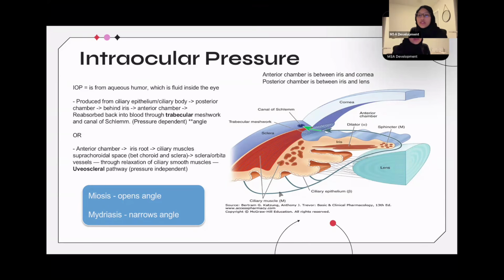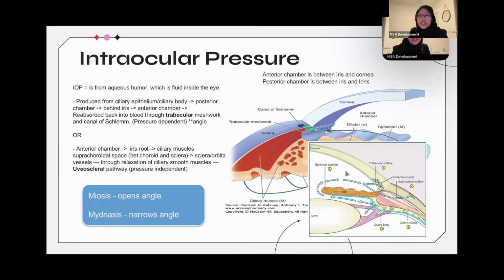This keeps going, and then it has to drain somewhere. It drains into a canal called the canal of Schlemm through the trabecular meshwork. You see these trabeculae, these lines; it goes through there and then drains back into the blood. This continuous drainage is just like our CSF, our blood and lymph in the eye. It just keeps draining like that. There's another pathway where it drains. So let's reorient ourselves: this is the ciliary body, from the posterior chamber to the anterior side, and then it goes into this hole, right?